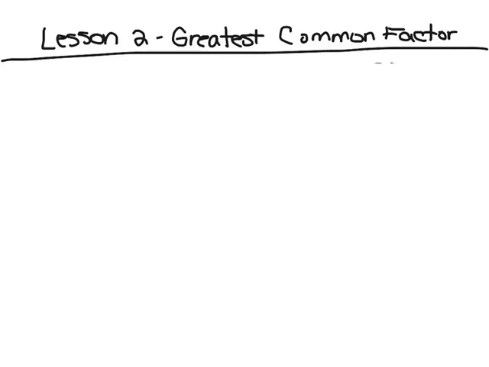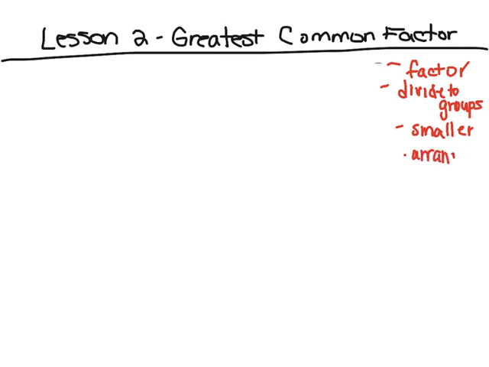Example 4 is a word problem. When you're doing word problems, it's important you read the question all the way through first. Then, with GCF problems, you have to look for hints that it's greatest common factor. The things that you're looking for is if you need to factor, if it's dividing into groups, if a number gets smaller, or you're arranging into rows. Any of those kind of things are hints that it's a GCF question.